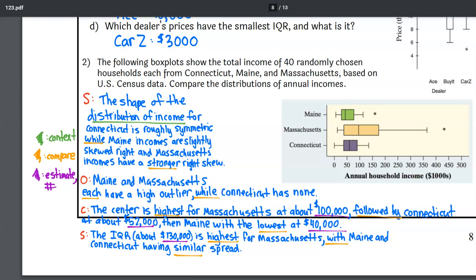All right, and make sure you look at the color coding here. Green, you're talking about the context. This is distribution of incomes. Orange is using the wording of comparing, and the purple, you're making estimations about 52,000, about 130,000. Okay.